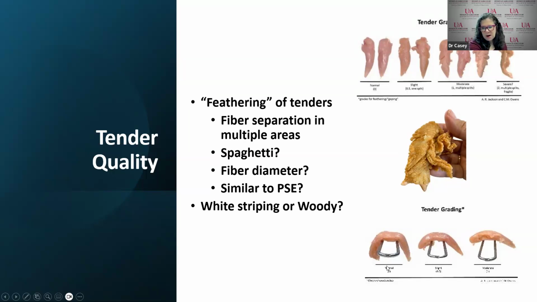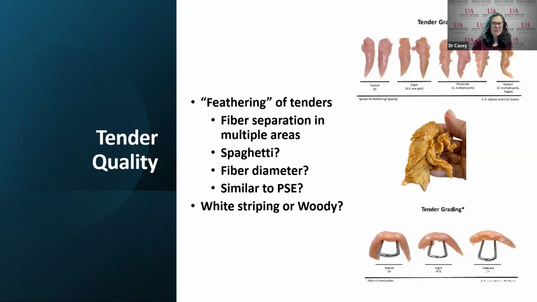In the bottom picture are some tenders that have different levels of hardness. So, is it the same as woody breast? That's still unknown to this point, but we are trying to track some of this tender quality. So we're starting to see feathering, fiber separation. Is it because the fibers are getting bigger? That usually occurs as the birds get older and have bigger fillets or bigger tenders, the fiber diameter increases. And does that change the architecture of the muscle?